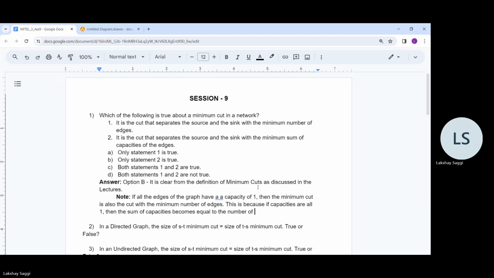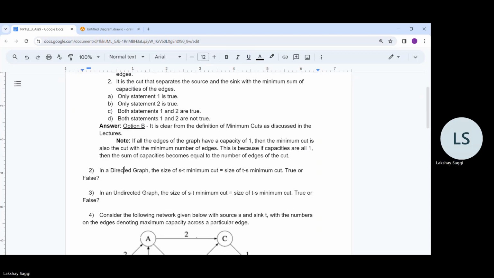I don't think this is very complex, because if all things are 1, then the sum of 1s is just equal to the size of the set. So this is just a note, but the correct answer is option B. Maybe I can underline this so that it's clear to everyone what the correct answer is.